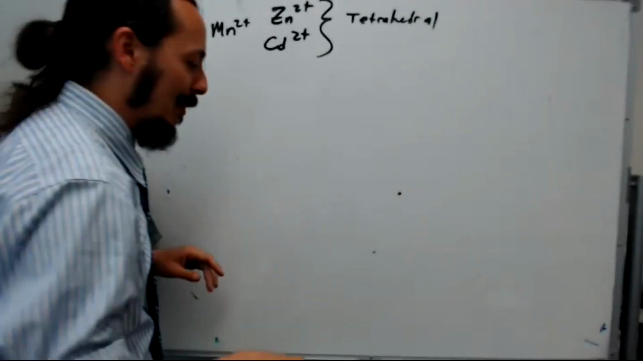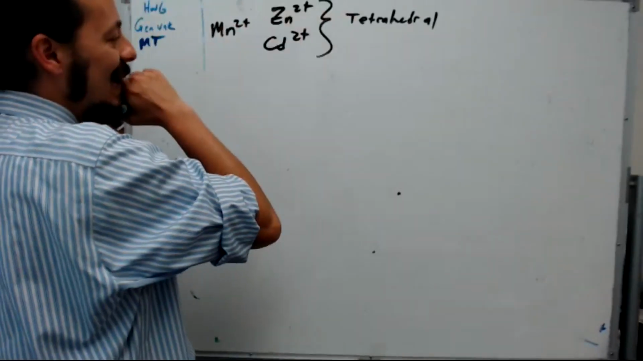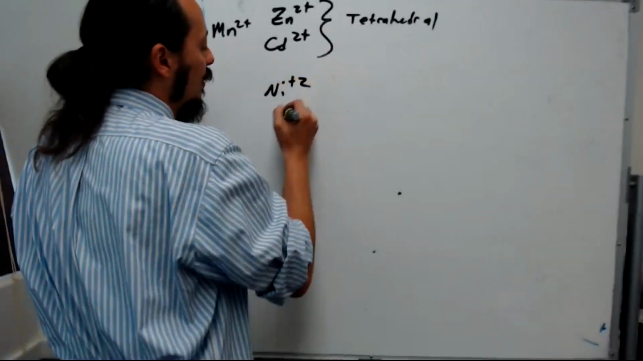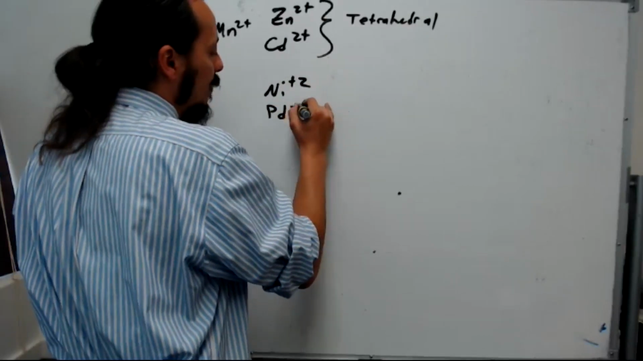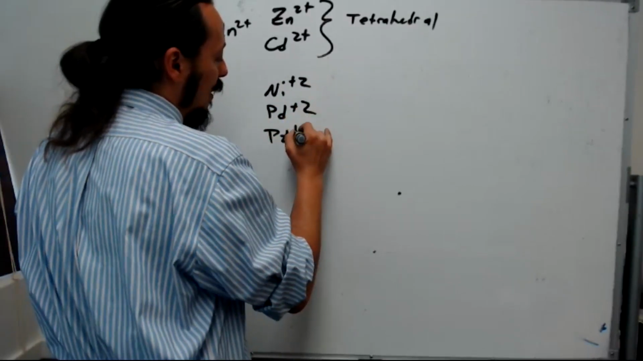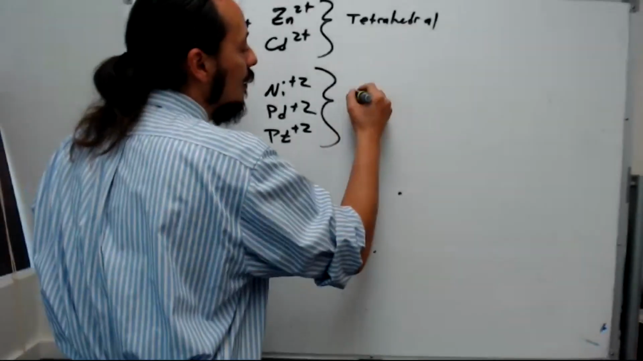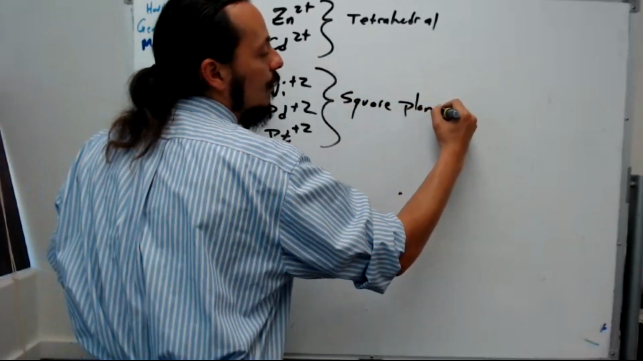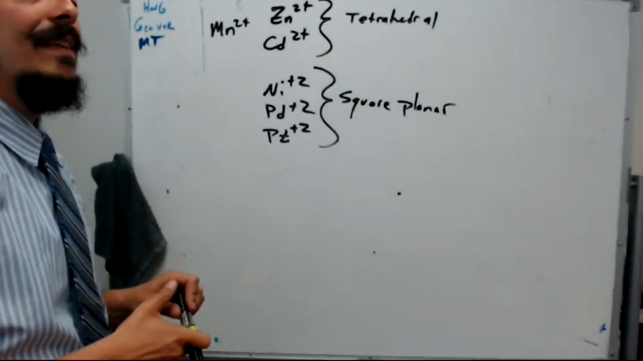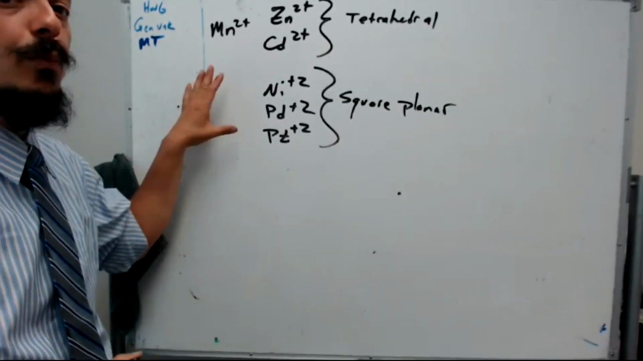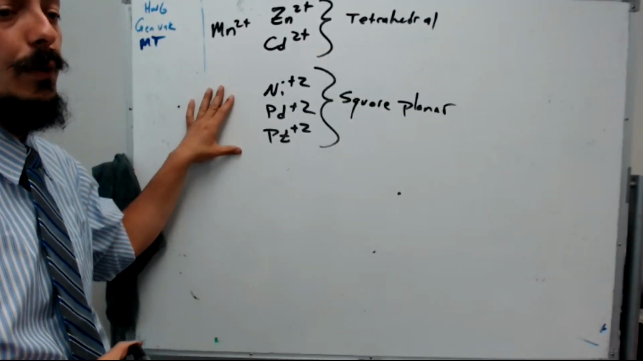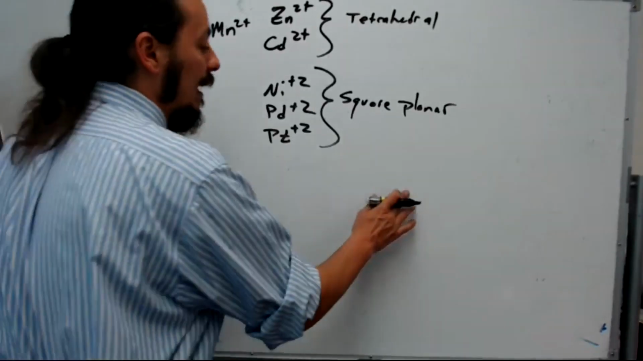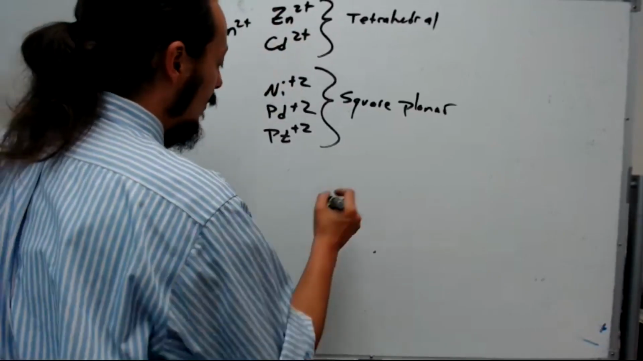Sorry for math there. So let's go ahead and look at nickel plus 2, palladium plus 2, and platinum plus 2. These typically go to square planar. Right, and now this is typical. Some of these will go octahedral, right? They'll have 6 things attached to them. But let's look at how they go square planar first. So let's do nickel.